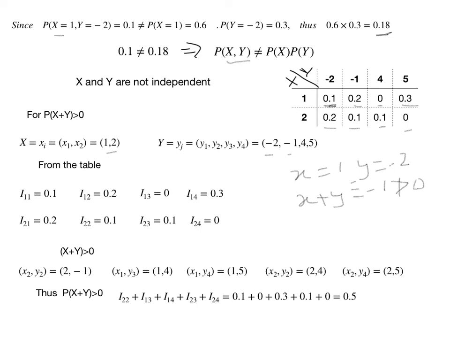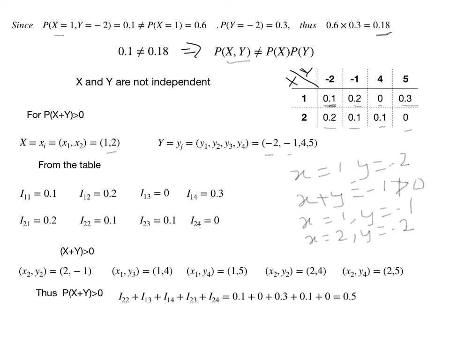Similarly, if I take x is equal to 1 and y is equal to minus 1, I get the sum equal to 0. Again, the condition is not satisfied. Similarly, when I take x is equal to 2 and y is equal to minus 2, the sum is equal to 0, which is not greater than 0. So other than these values of x and y, all other values can be considered because the sum will be positive. That is, when x is 1, y is 4. When x is 1, y is 5. When x is 2, y is minus 1. When x is 2, y is 4. When x is 2, y is 5.